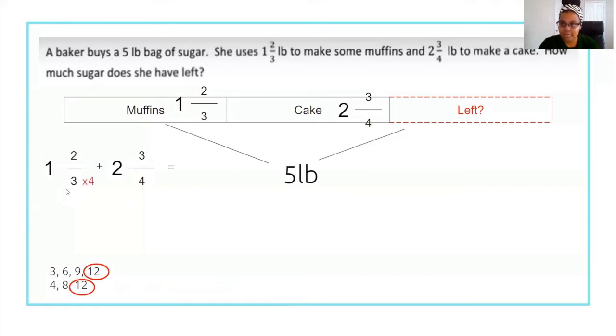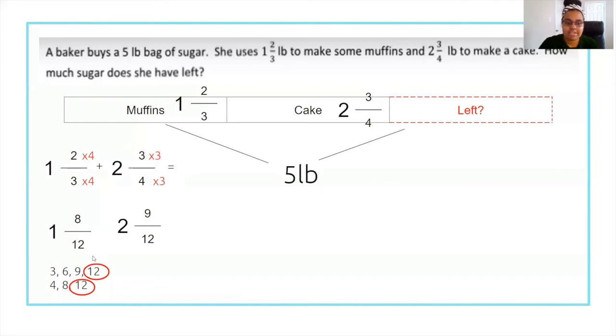4, and whatever I do to the bottom, I have to do to the top. So I know that 1 2/3 is equivalent to 1 8/12. Whereas this fraction, I need to multiply it by 3 to get to 12. So 4 times 3 is 12, 3 times 3 is 9. So 2 3/4 is equivalent to 2 9/12.